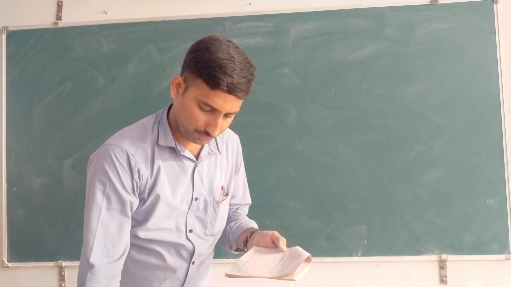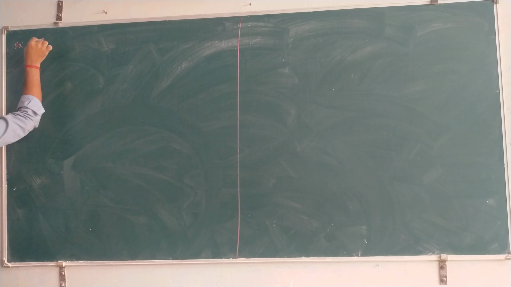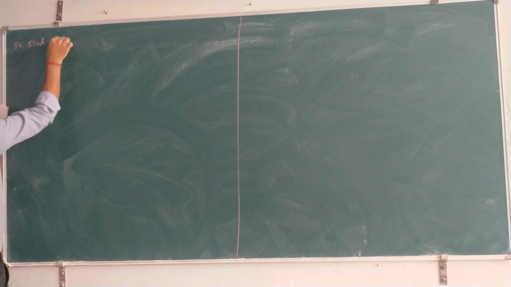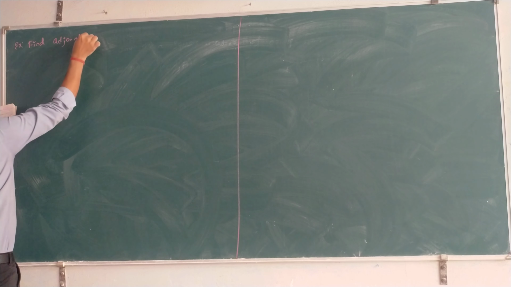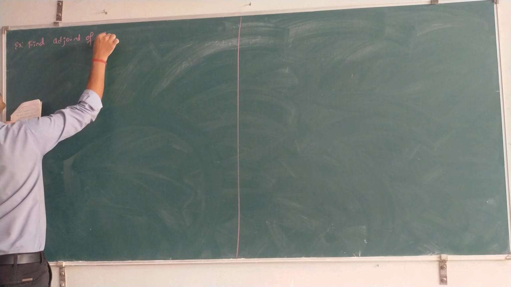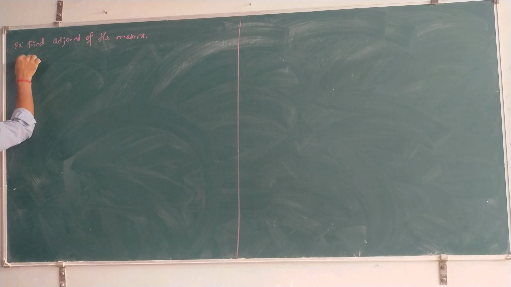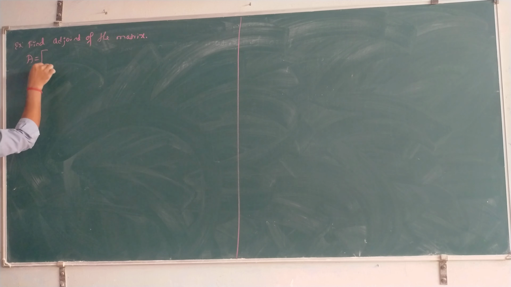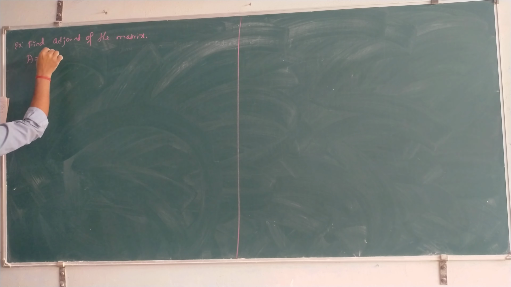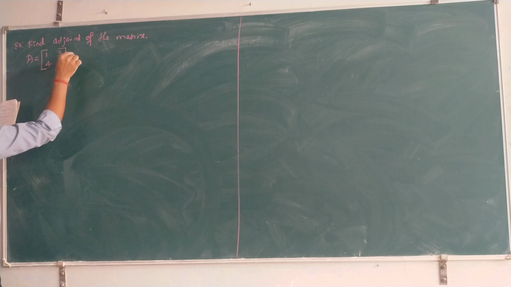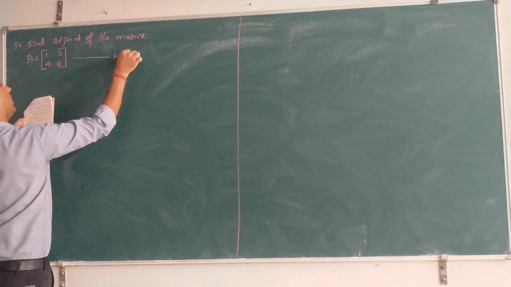Just to take homework, find the adjoint of the matrix A is equal to [1 3; 4 6]. You take it as homework.